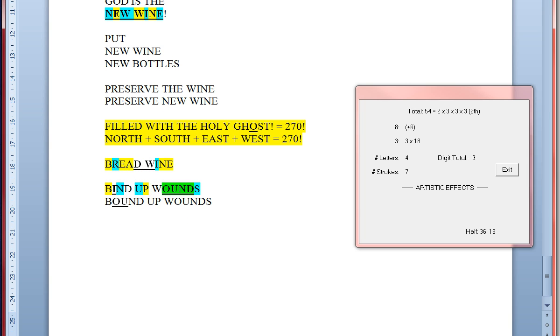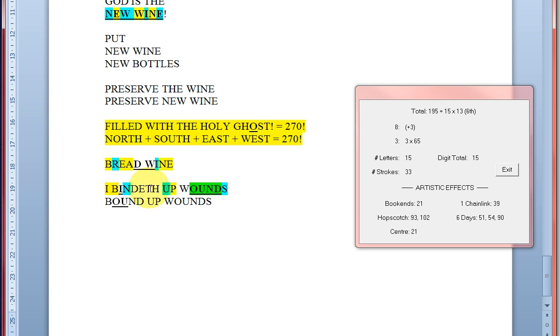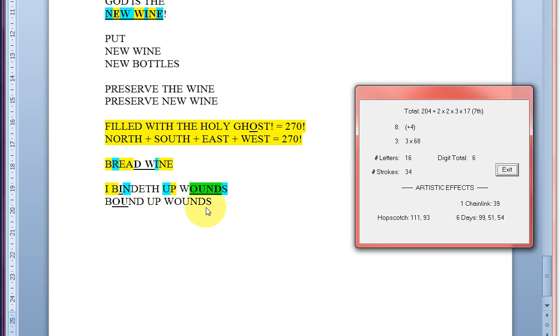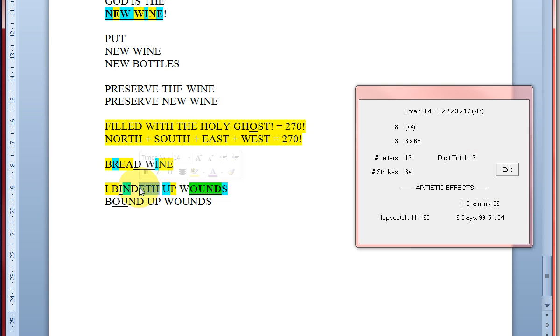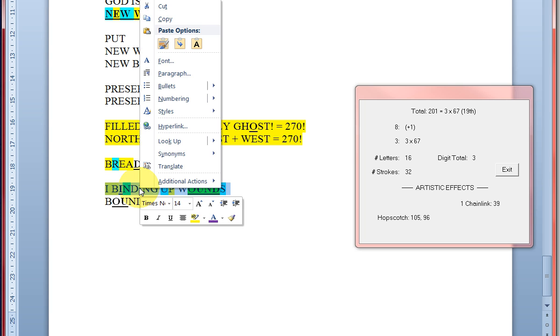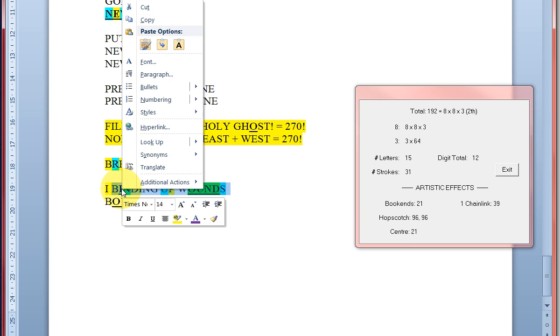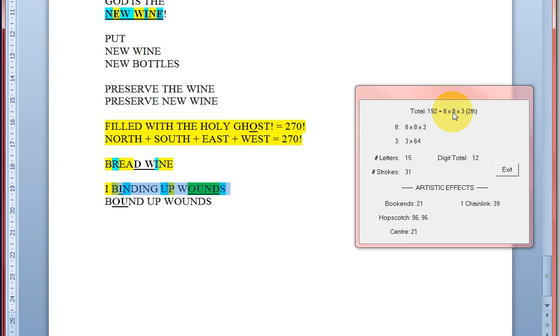So bind up wounds equals triple love, and we found the loves, and then you can say bindeth up wounds, I bindeth up wounds. Wow, that's like pure 3s. Remember, these words belong to God. God says, I bindeth up wounds, always. 3s, and then binding up wounds. Okay, you get the idea. There are 8 times triple 8, binding up wounds, and then bound up wounds. Okay, you get the idea.